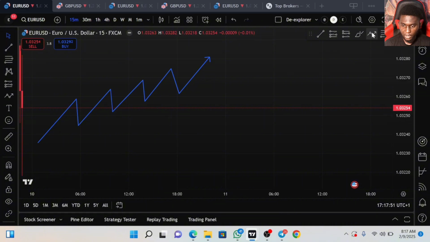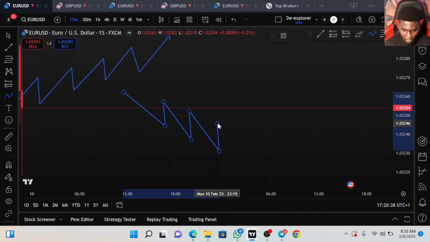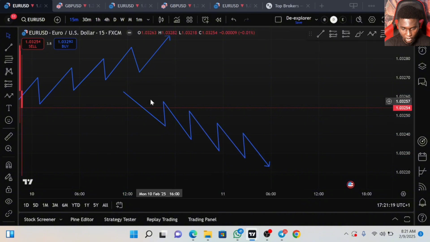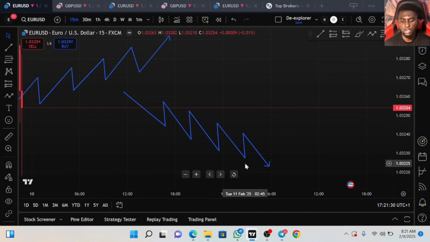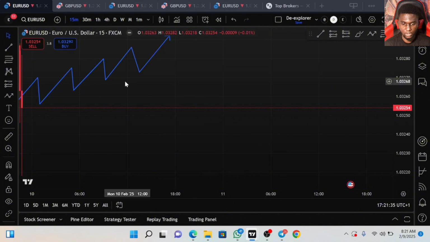Now let's go to downtrend. This is a lower high, this is a lower low, this is a lower high, this is a lower low, this is a lower high, this is a lower low, this is a lower high, and this is a lower low. Don't mind my drawing. The major thing here is that you understand the concept.